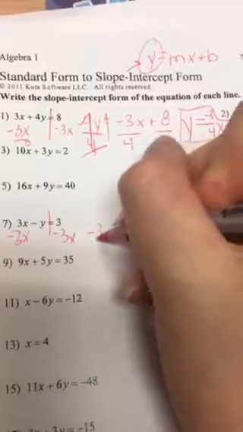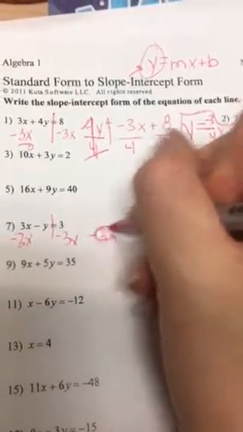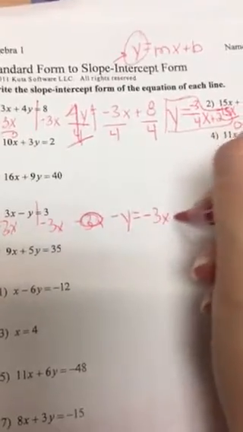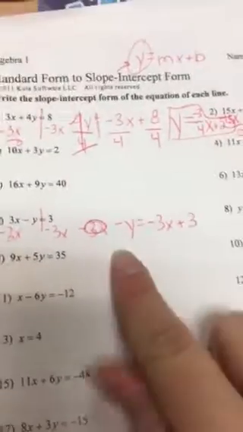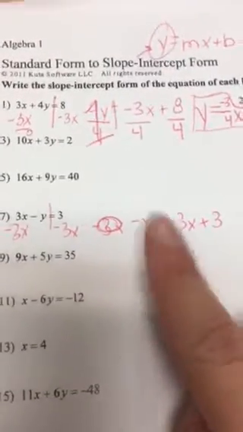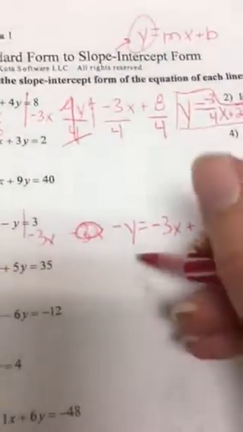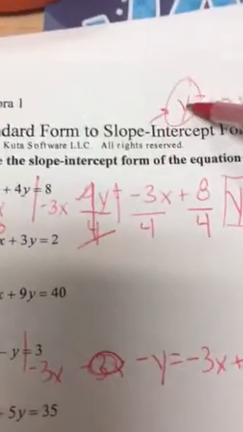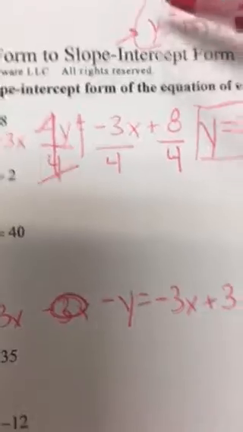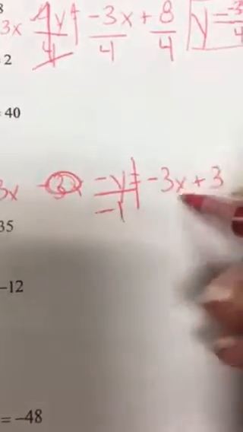And I'm left with negative y equals negative 3x plus 3. Now, you may think the y is by itself, but it's negative. If the y is negative, that means it's not by itself. By itself means its coefficient is a positive 1. So it looks like it's completely alone. So I need to divide everything by negative 1.